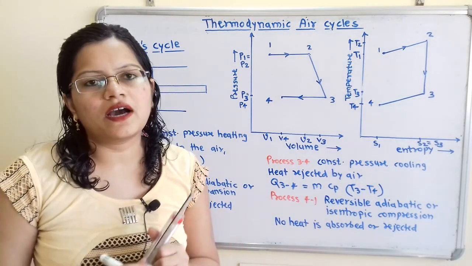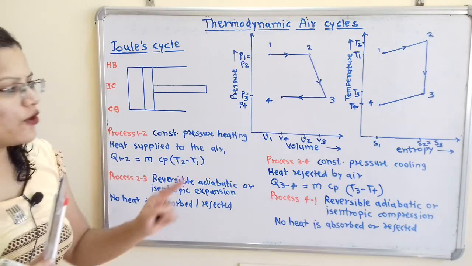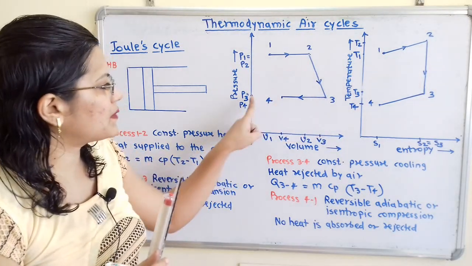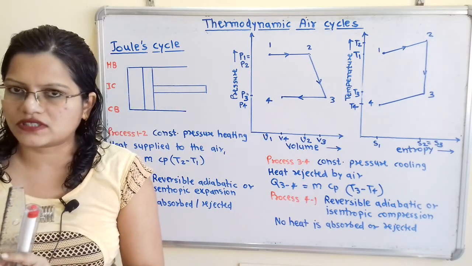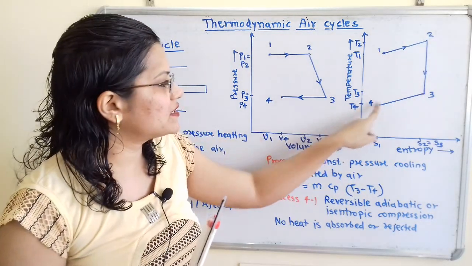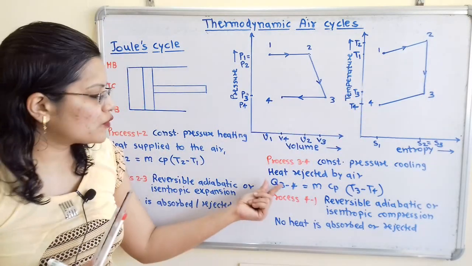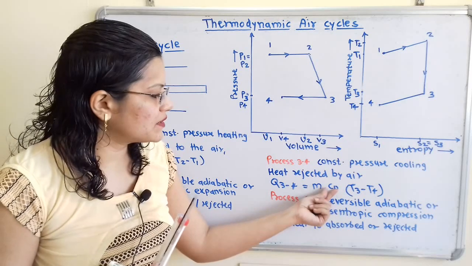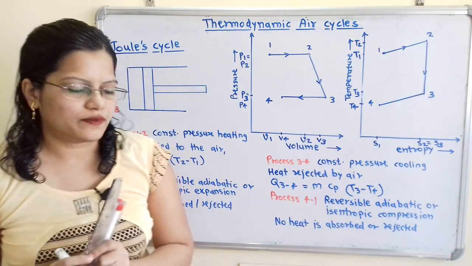So what is the amount of heat rejected? During this process 3 to 4, if we observe, this process is taking place at constant pressure, so we will consider specific heat at constant pressure, and here decrease in temperature from 3 to 4, that is T3 to T4. So Q34 is equal to mCp times the difference in temperature, that is T3 minus T4.